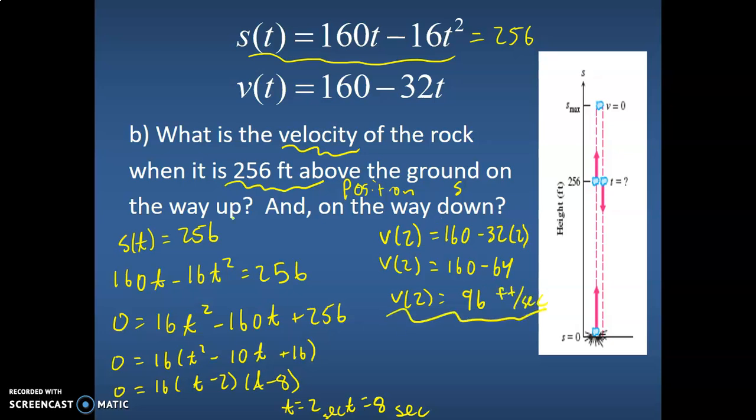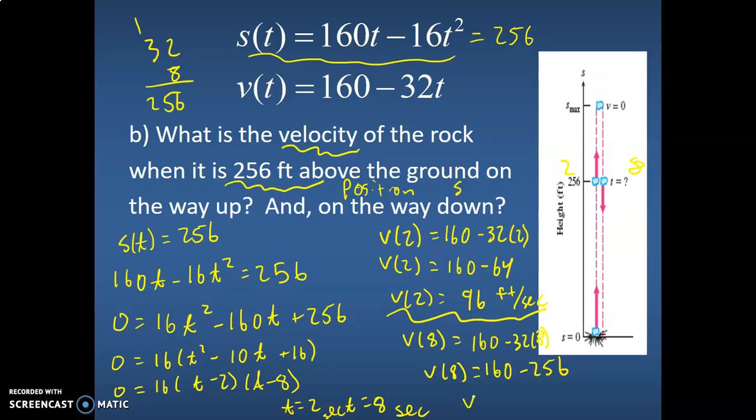That would be on the way up, and then on the way down, let's look at V of 8. So this was at 2 seconds. On the way back down, it's going to be at 8 seconds. So V of 8 would be 160 minus 32 times 8. So V of 8, let's do 32 times 8, 256, so 160 minus 256, which is going to give me negative 96 feet per second.